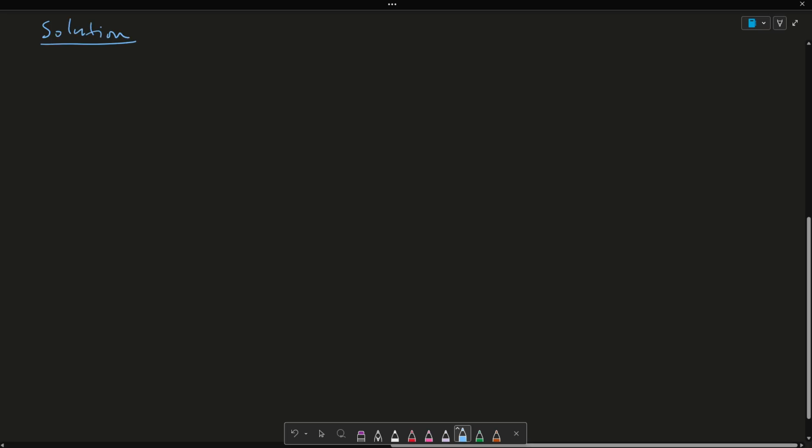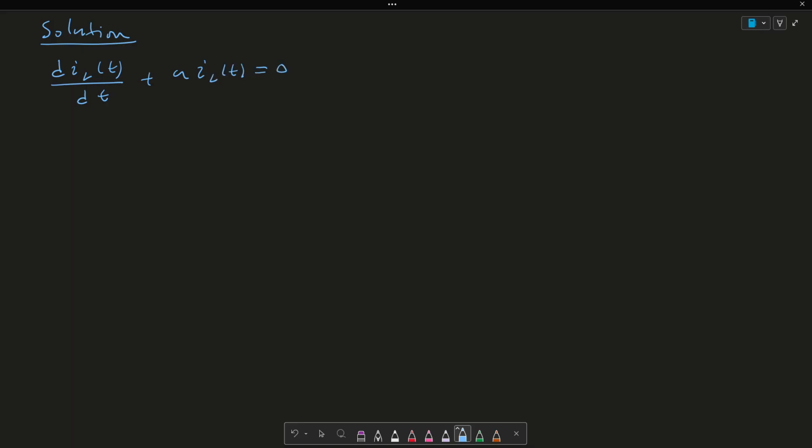All right, so let's go ahead and find the solution. So the solution to this first order differential equation, what I'm going to do is I'm going to write it out first: di_L/dt plus A IL of t is equal to 0. So I'm going to move the A IL of t to the other side. So I get di_L/dt is equated to minus A IL of t. And then I'm going to multiply both sides by dt over IL of t. Essentially, the dt's cancel out, so I'm left with 1 over IL of t times dIL of t is equated to minus A. On this side, IL of t cancels out, so then I'm left with just dt.